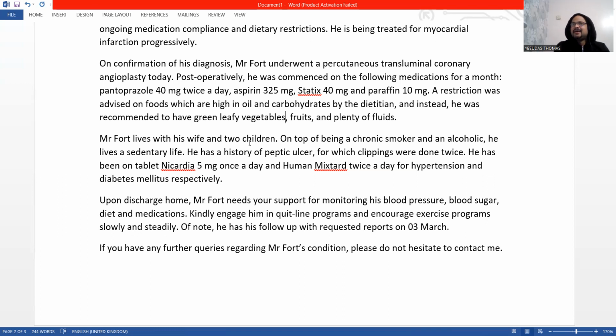So we are not giving importance to those things here, because we are giving importance to the medicines, and we are giving importance to the diet, and that's it. So then we have some discharge plan too. So that's it. That concludes our letter here. If you have any further queries regarding Mr. Ford's condition, please do not hesitate to contact me. Yours faithfully, Nurse. I hope this is very clear to you.